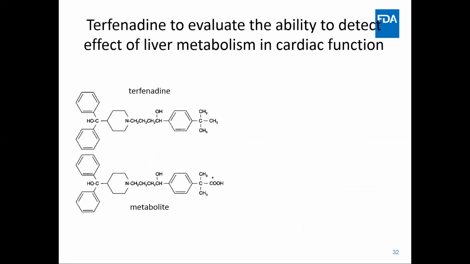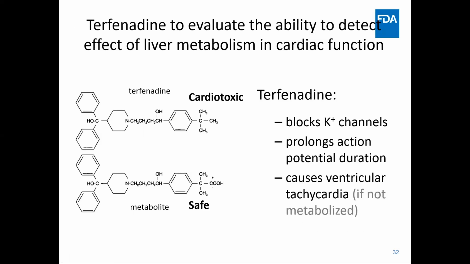So we used terfenadine as an example. As shown in this slide, terfenadine and its main metabolite. Terfenadine is cardiotoxic, the metabolite is safe. Terfenadine is cardiotoxic because it blocks potassium channels. This induces a prolongation of action potential duration, and the clinical outcome is ventricular tachycardia. And this only happens if it's not metabolized. So, if patients have a good metabolism, probably they will not suffer a cardiotoxic event.